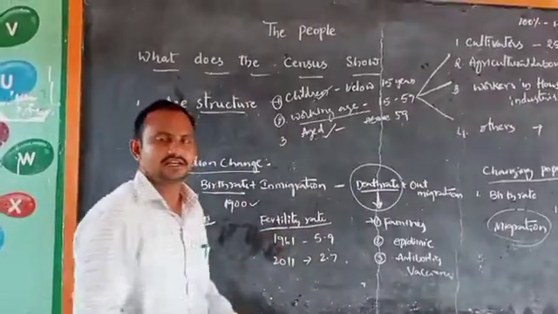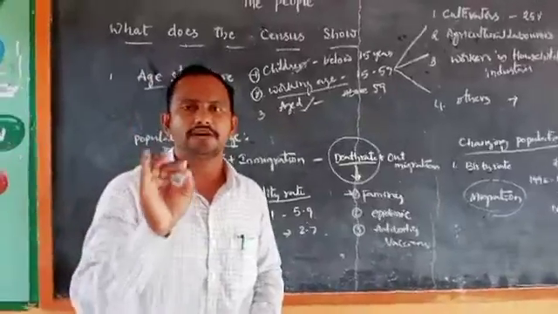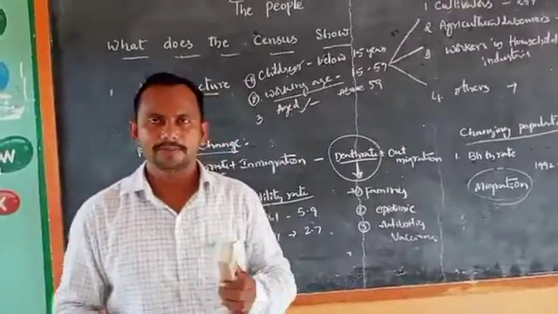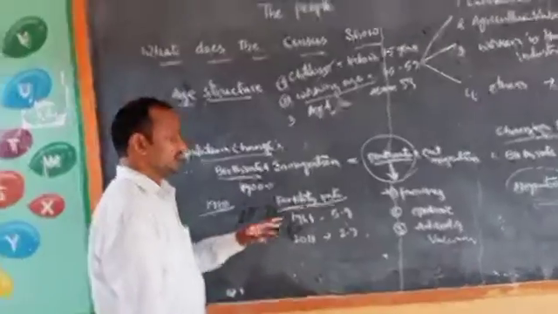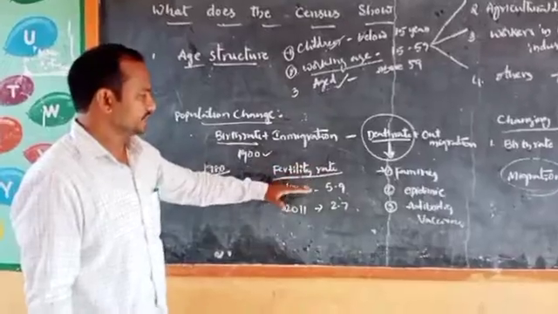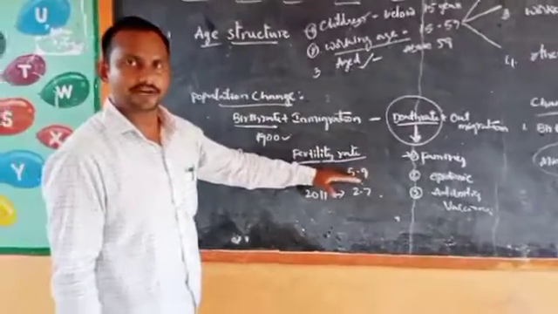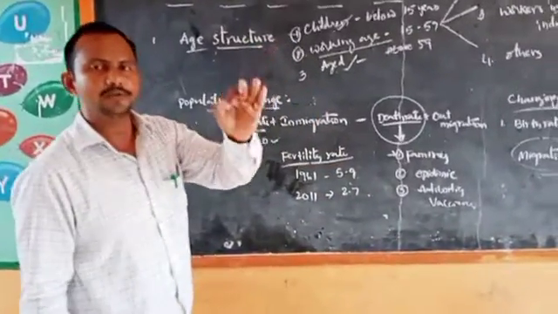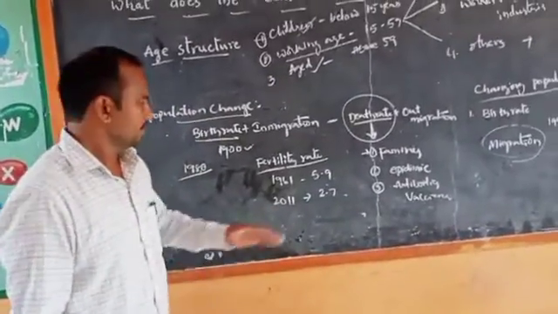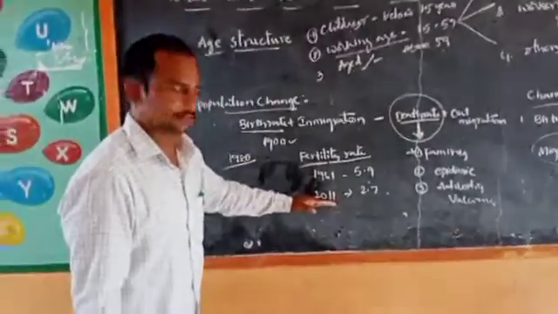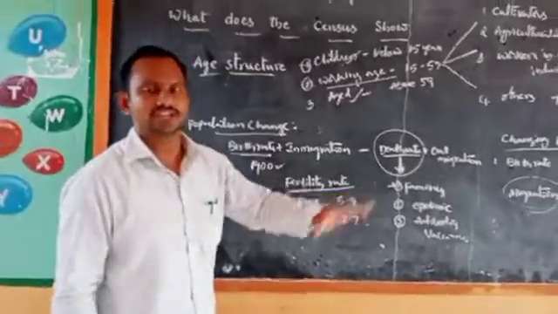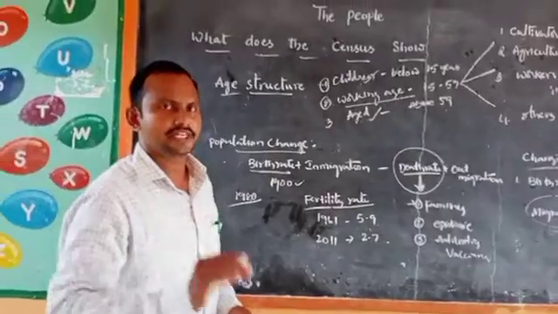Fertility rate means the number of births given by a mother during her childbearing age. The number of births given by a mother during her childbearing age is called the fertility rate. It was very high in 1961, 5.9. 5.9 means couples wanted to give birth to 5 or 6 children on average. But now the fertility rate has fallen. By 2011, it is 2.7. It means parents want 2 or 3 children on average.